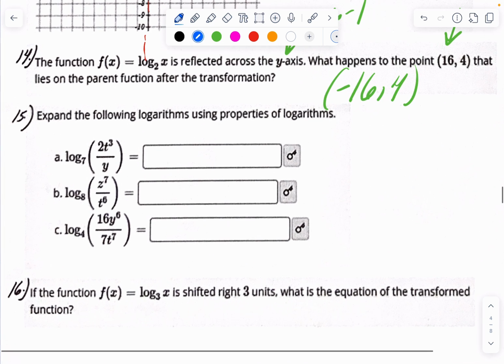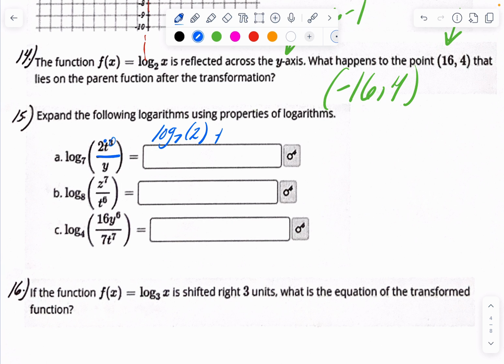All right, this says expand the logarithm. So you would say when you multiply, you add. When you divide, you subtract. Any exponents get pulled in front as multiplication. So this would be log base 7 of 2 plus 3 log base 7 of t. The 3 is because this exponent 3 gets pulled in front. Then minus log base 7 of y.